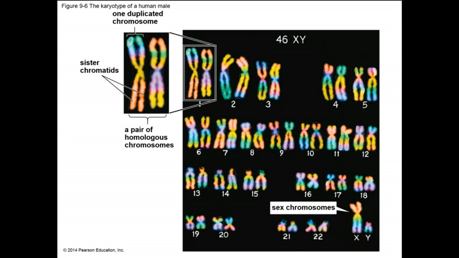If you have Down syndrome, instead of 46 chromosomes, you would have 47 chromosomes, and this karyotype would show an extra chromosome for chromosome pair 21.